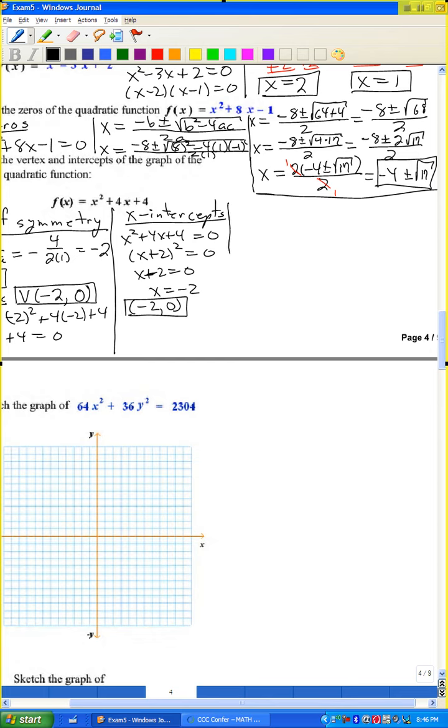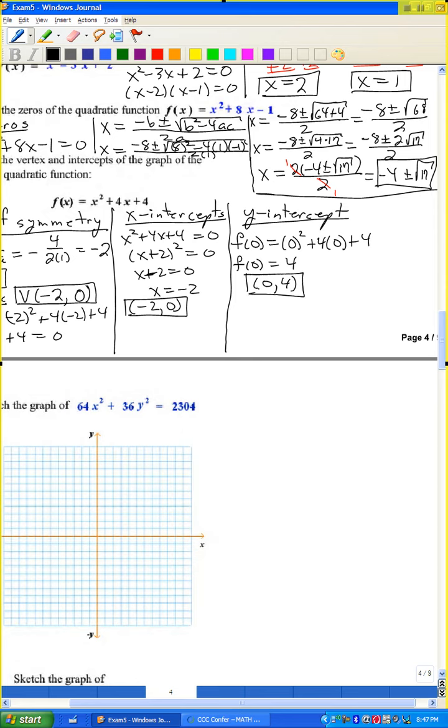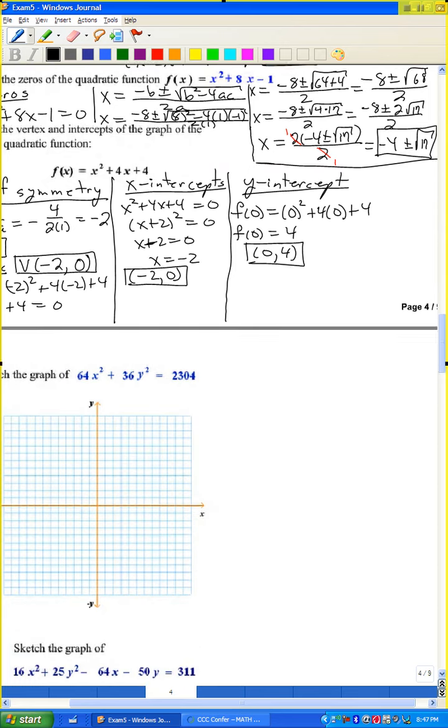And let's do the y-intercept. So let's plug in 0 for x and solve for y. And so I get 4. So the y-intercept is at (0, 4). And so I found the vertex and the intercepts.